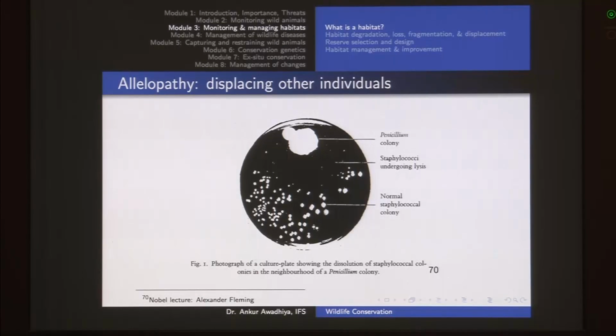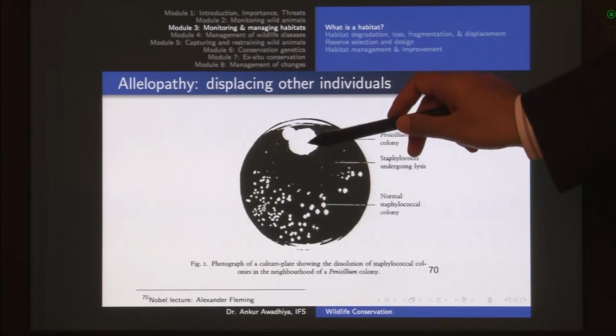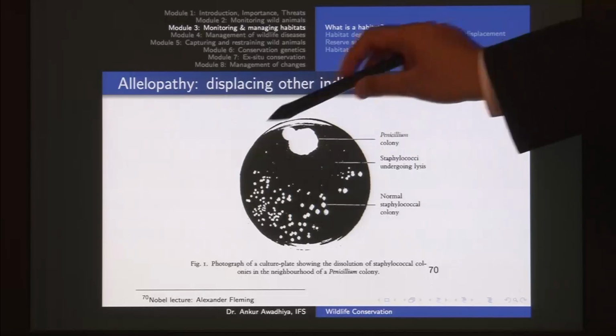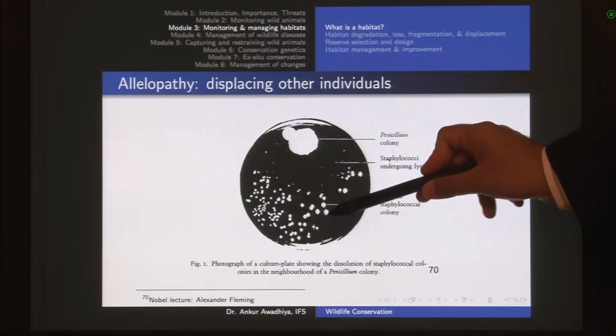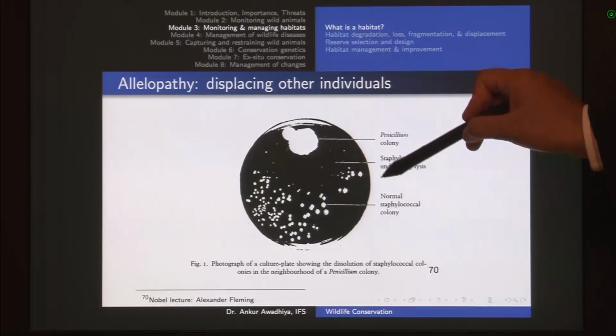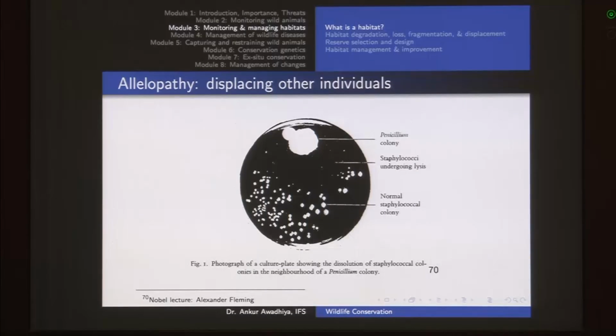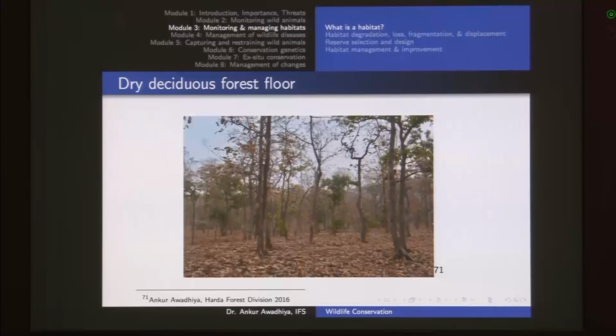Next we talked about allelopathy. Allelopathy is the situation in which one organism gives out something, say a chemical, that thwarts the growth of any other organism. Now, good examples in our forest situations are teak forest or eucalyptus forest, in which we do not find any trees or plants growing below this. So, these are examples of allelopathy.